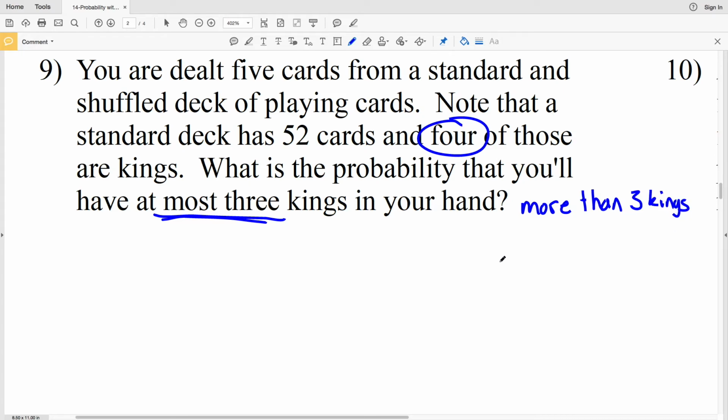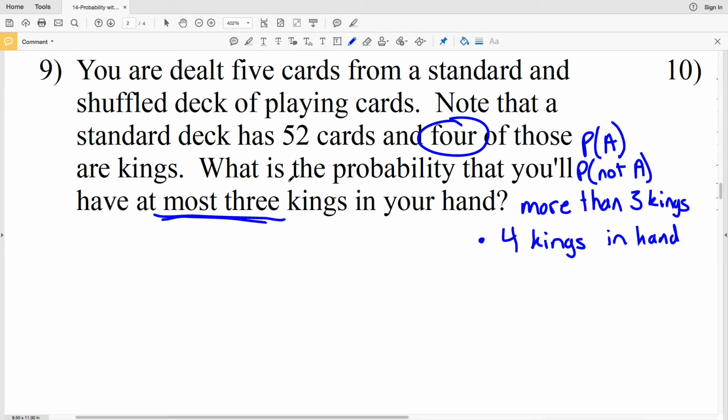So if we have more than 3 kings, that's saying that we have 4 kings in our hand. So essentially, as opposed to looking at the probability of A, we're going to calculate the probability of not A in order to find A. So at most 3 kings, that's our probability of A, but we're going to be calculating the probability of not A, which is 4 kings in our hand.